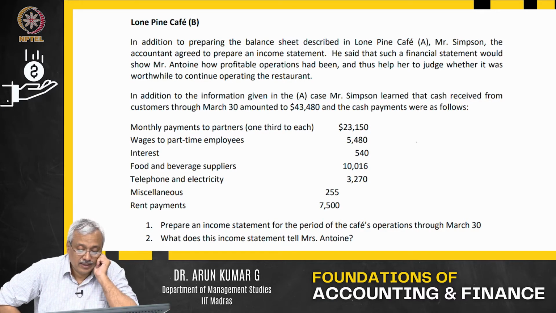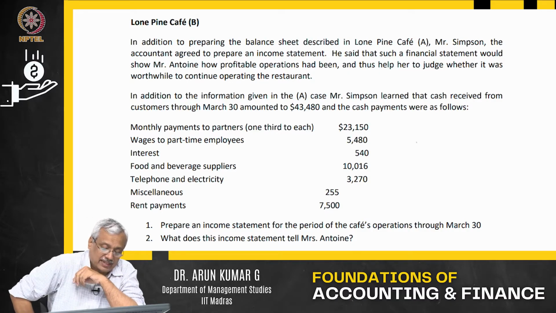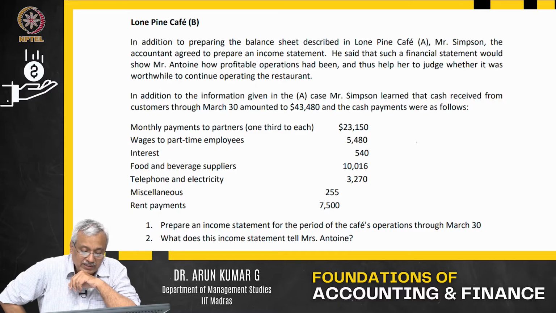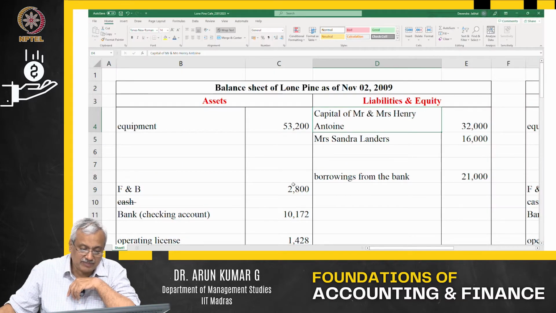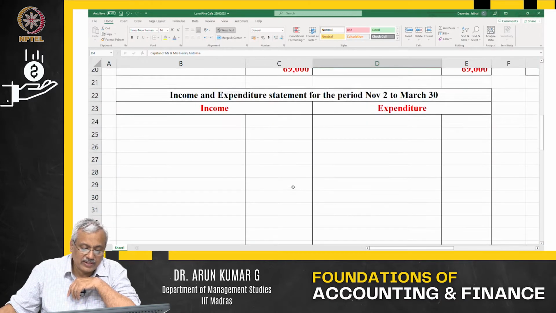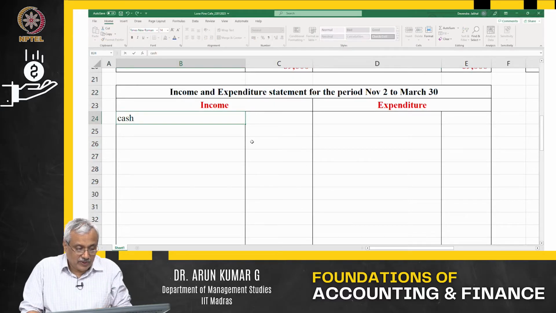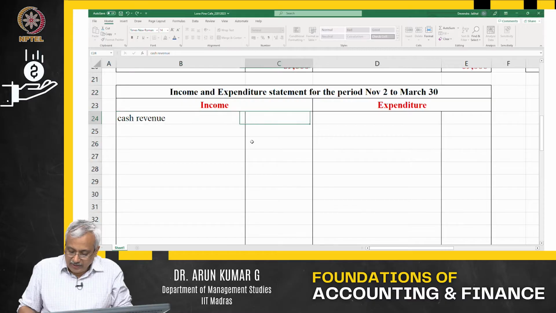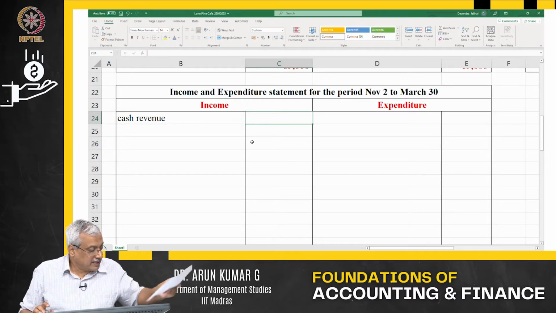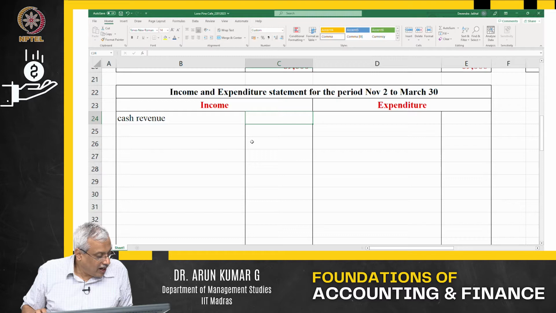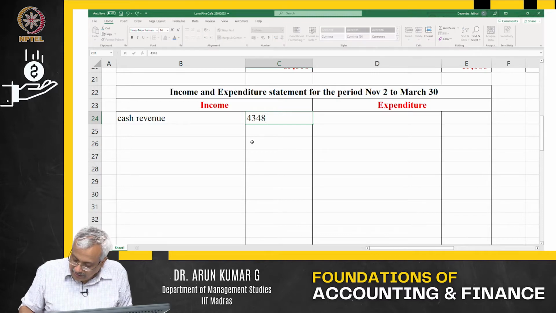In addition to the information given in case A, Mr. Simpson learned that the cash received from customers through March 30th amounted to 43,480. When we say cash received from customers, what does it mean? It means your revenue income. That is cash revenue. So the cash revenue is about 43,480.